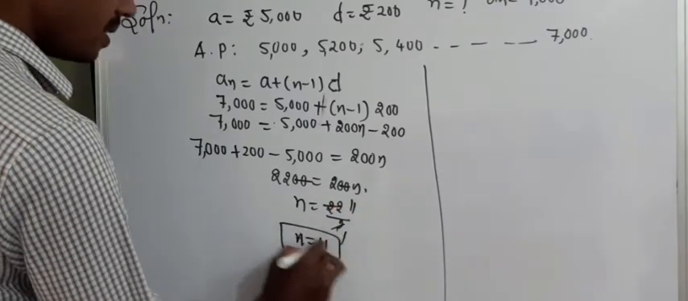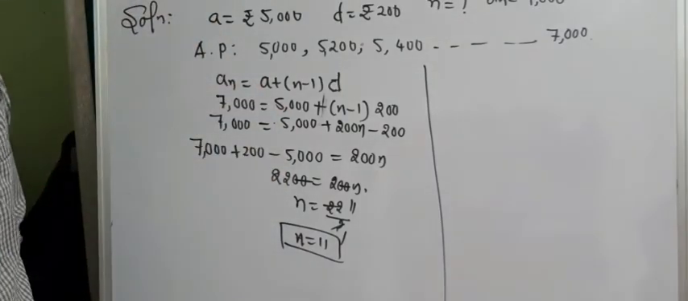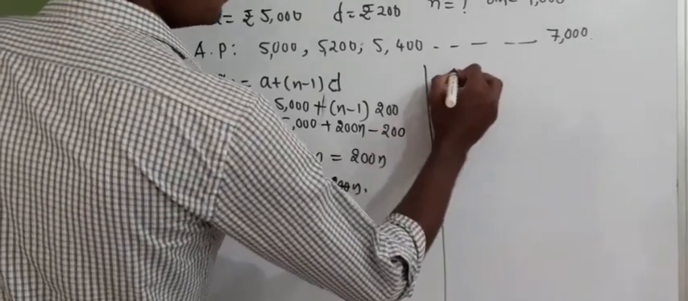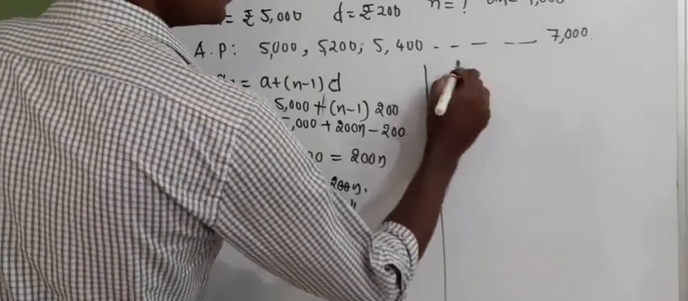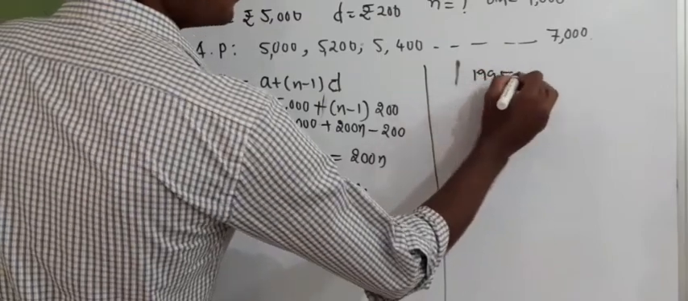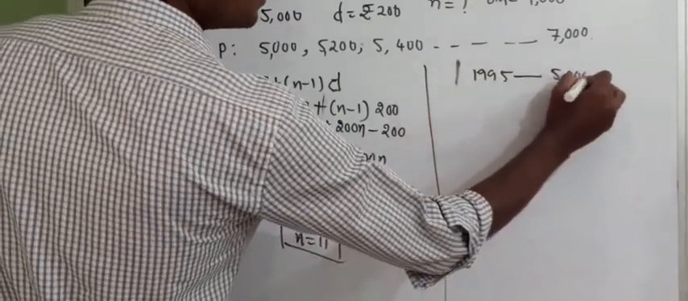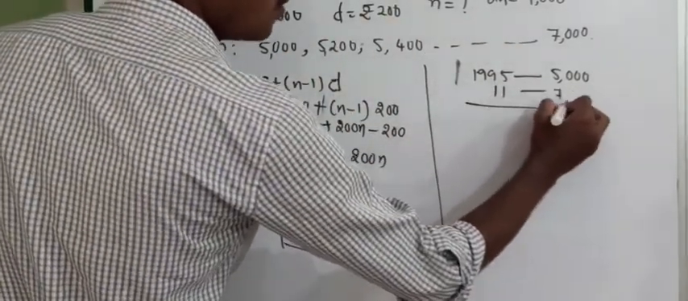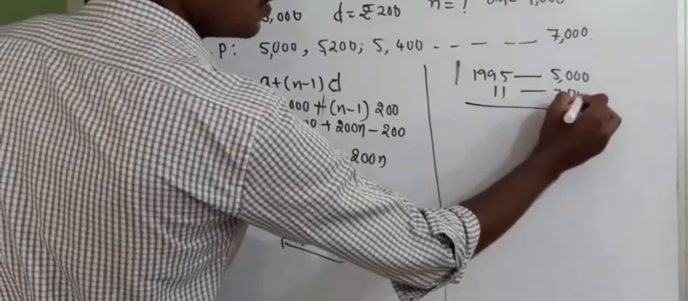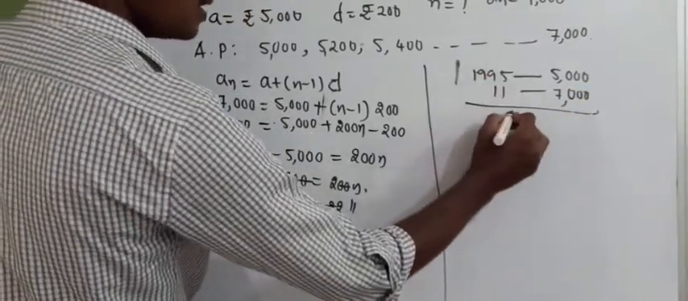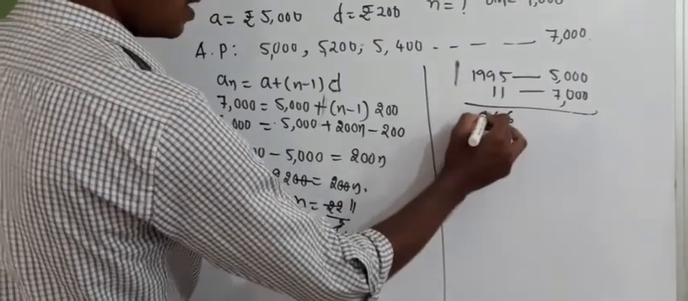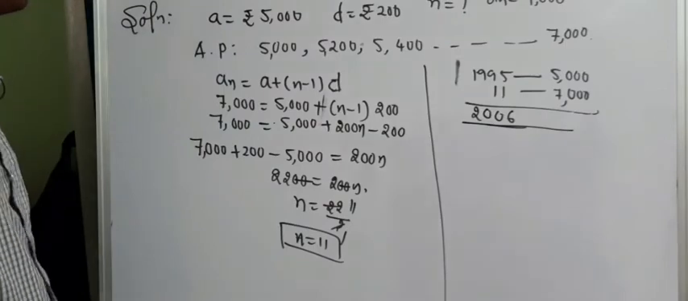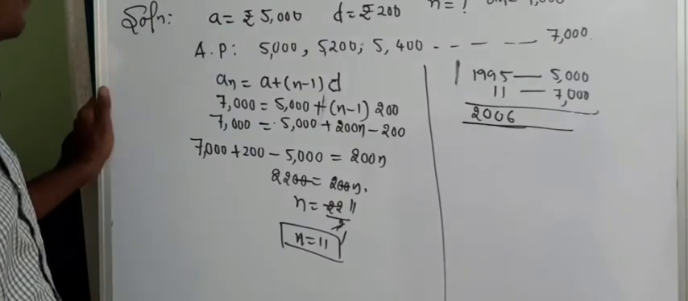After 11 years, he will receive salary of rupees 7,000. He started in the year 1995, when he received the salary of rupees 5,000. So after 11 years, he is going to receive a salary of 7,000. In which year? 5 plus 1, 6, 9 plus 1, 10, carry 1. That is in the year 2006. In the year 2006, he will receive an amount of rupees 7,000.